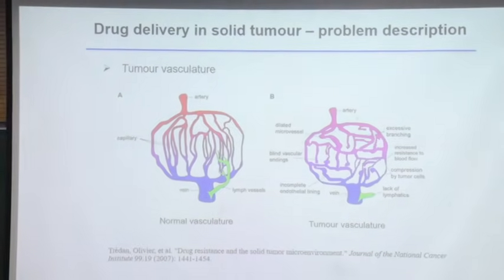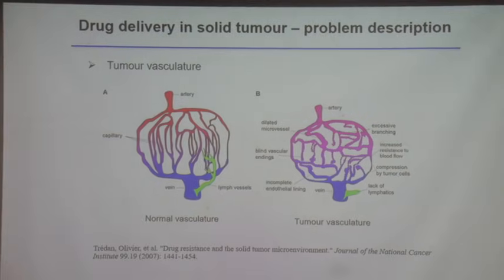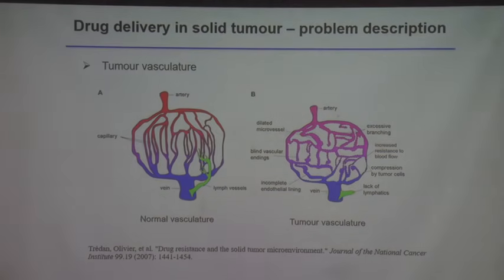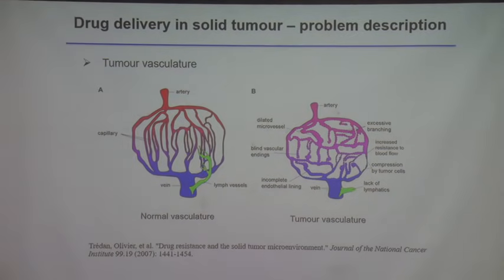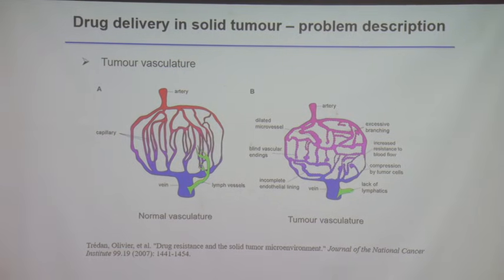Okay, so looking at drug delivery in solid tumors, first we need to know what the problem is that we're facing, looking at the tumor vasculature and also the tumor microenvironment. So here we have two figures. The one on the left shows a normal vasculature.